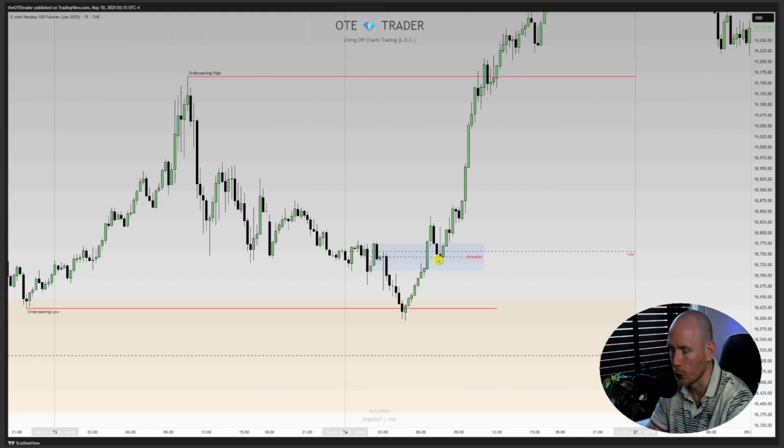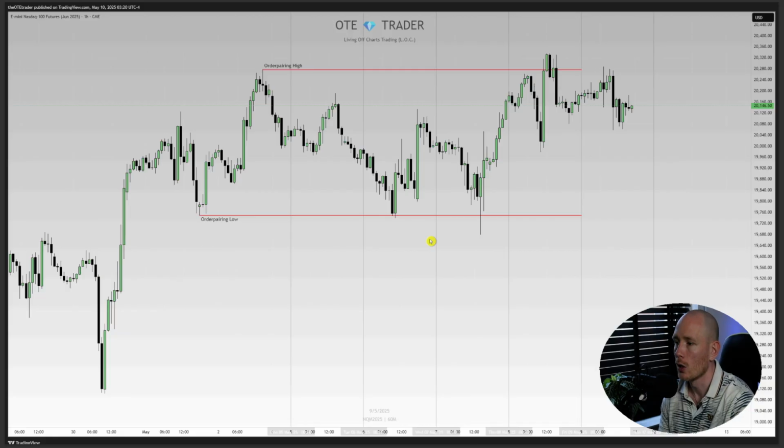This is the unicorn model from ICT, right? It's a displacement with a breaker. So it's a fair value gap breaker combo after it's run sell side liquidity. So you can blend multiple models with the time frame alignment model, because again, like I said, if you missed the entry, you can use a different type of lower time frame entry model to catch the move anyway. All right, let's go to the bigger picture.